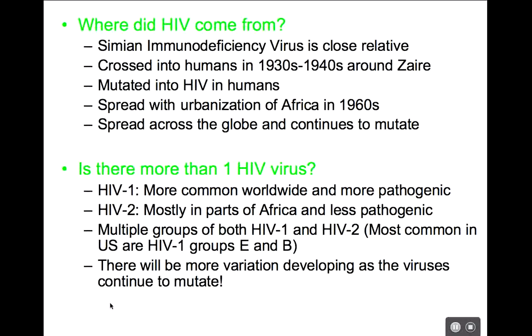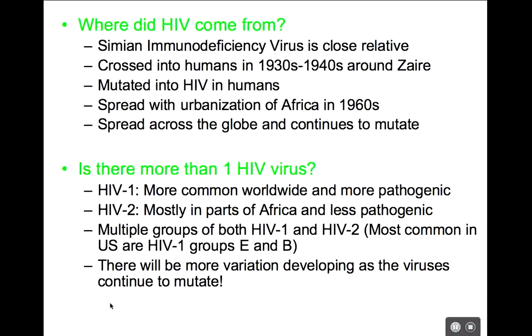And as it crossed the continent, it then, of course, can spread across the globe. And it continues to mutate even today as it spreads across the globe. So that's probably where HIV came from: it actually was originally a mutation from the simian immunodeficiency virus.